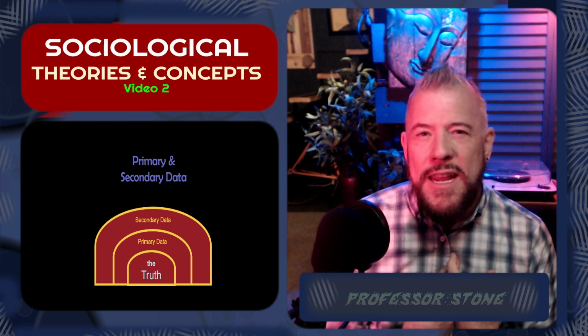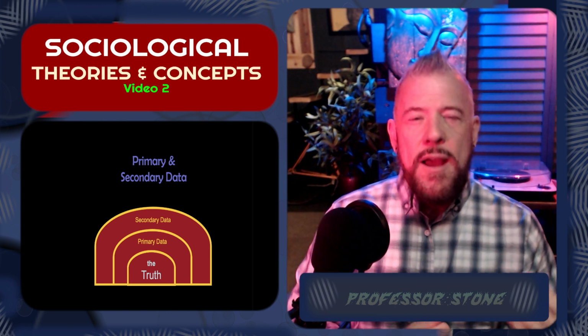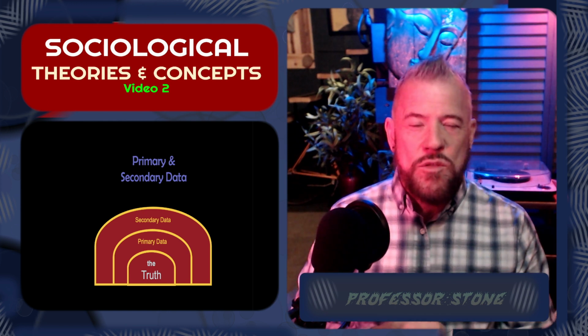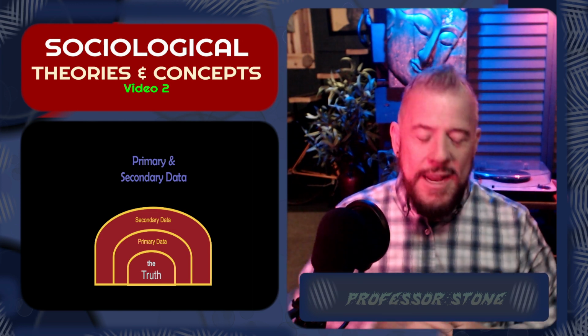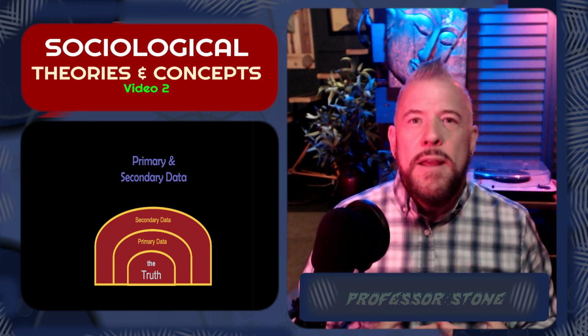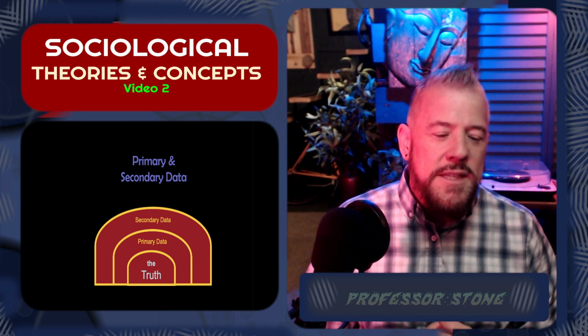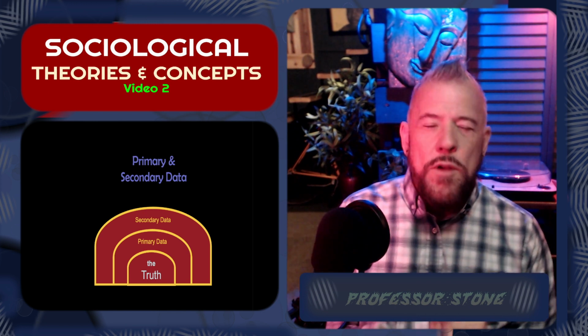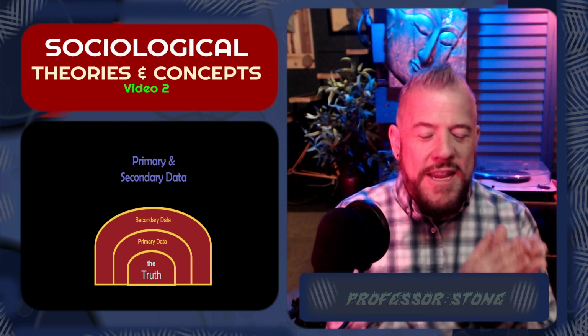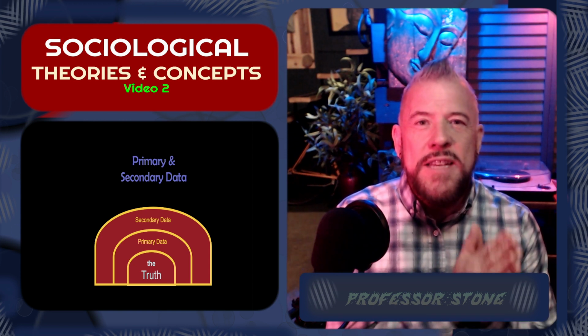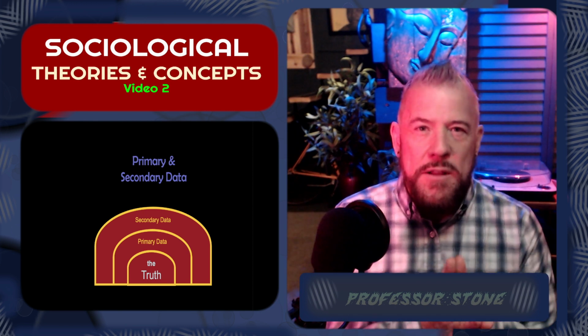If I was trying to get to the truth, I may start with secondary data, which is what someone else has done. It didn't come from my mind. It came from someone else's. They put in the work. So when someone says they're doing research, you're really not doing research. You're just gathering information. It's information gathering, what someone else did.